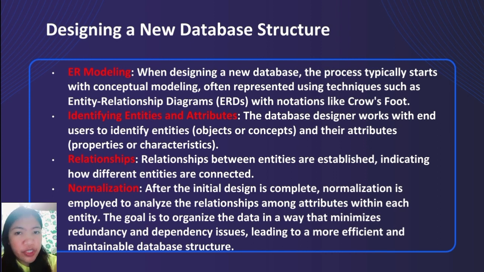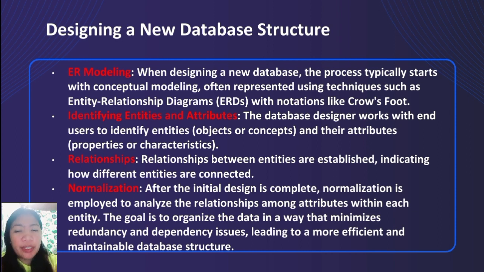In relationships, the relationships between entities are established, indicating how different entities are connected. Once the entities and attributes are identified, the next step is to establish relationships between the entities. This indicates how the different entities are connected or interact with each other. For instance, a customer may have a relationship with an order, indicating that a customer can place multiple orders.